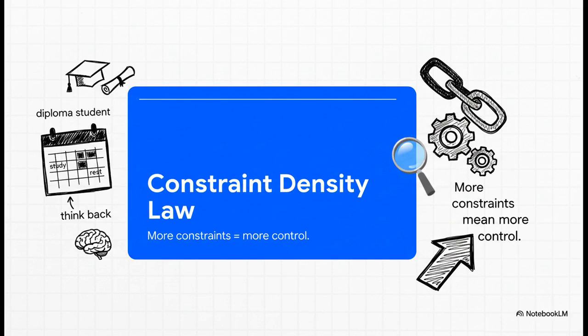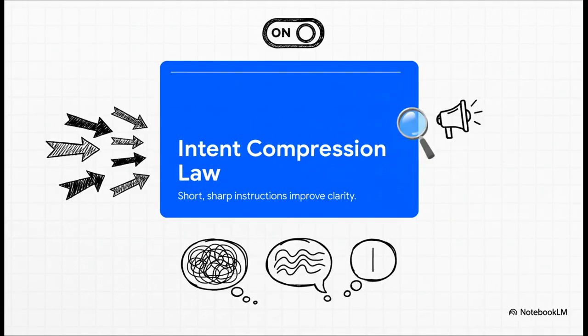This is maybe the most important rule of all. Building on that is the intent compression law. This is all about being concise. Getting straight to the point. A short, sharp instruction like, "explain this chapter simply, with 3 examples and 5 steps," is going to get you a way better result than some long, rambling paragraph. It just cuts through the noise and leaves no room for the AI to get confused.